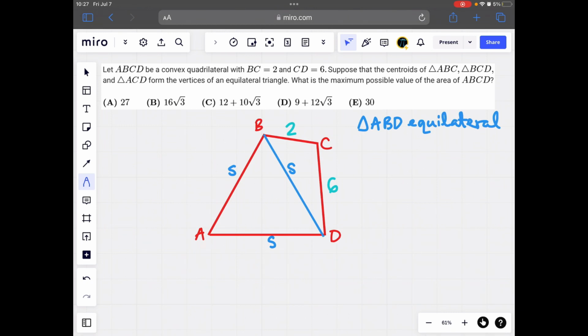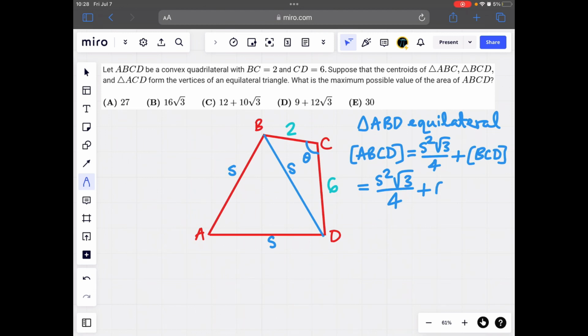So we can now calculate the area of quadrilateral ABCD by splitting it up into the equilateral triangle and triangle BCD. The area of ABCD is equal to the area of an equilateral triangle with side length S, that's just S squared root 3 over 4, plus the area of triangle BCD. We can find the area of triangle BCD by focusing on this angle BCD here. Let's call it theta. Then the area of triangle BCD is equal to 2 times 6 times 1/2 sine theta, which is just 6 sine theta by the sine area formula.